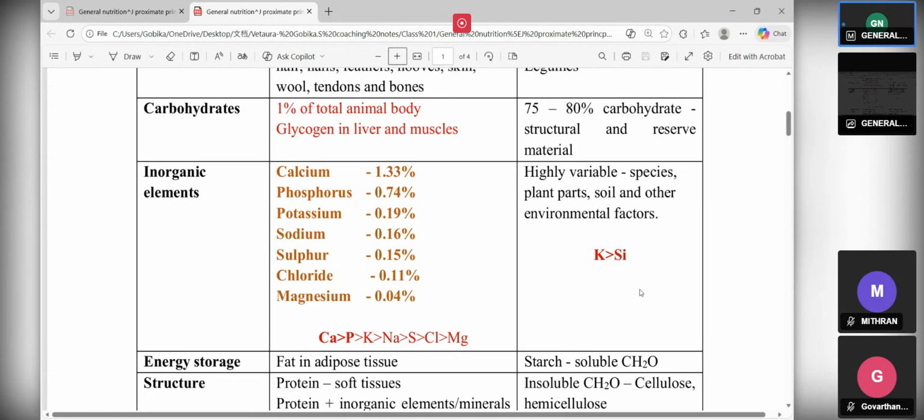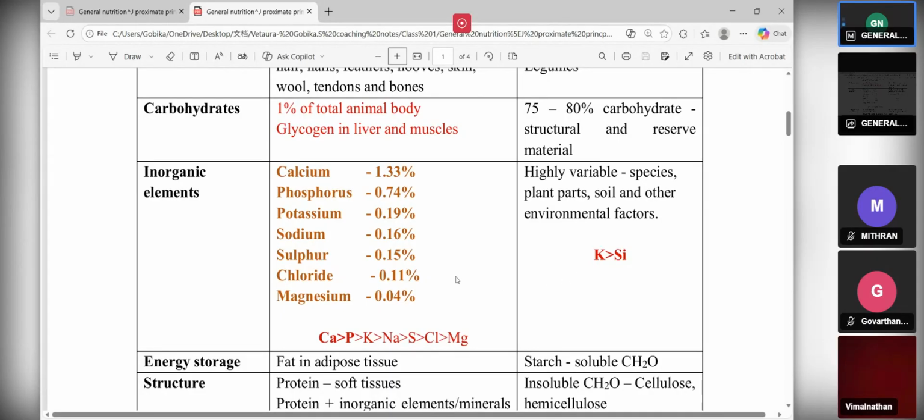In that previously asked question, which mineral will be more in plants? That too, potassium and silicon will be more, and potassium will be more compared to silicon. This is a previously asked question. So we should know that in plants, mostly the mineral components present will be potassium and silicon. In animals, calcium and phosphorus will be more, followed by potassium. Among these, you should know mainly about calcium percentage, phosphorus and potassium percentage. These three are previously asked.